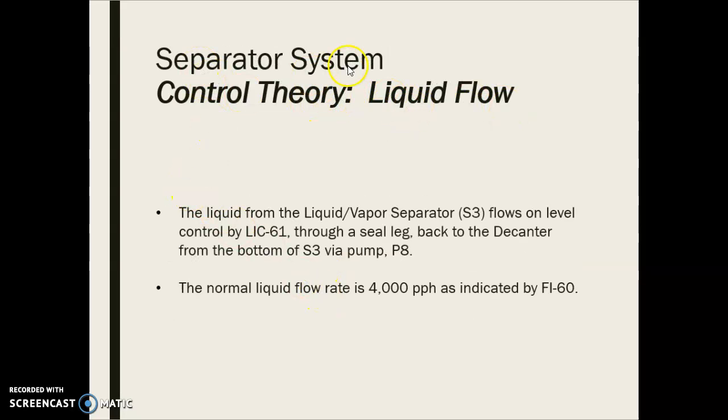Liquid flow now for the separator. The liquid from the liquid vapor separator, S3, flows on a level control by LIC61 through a seal leg back to the decanter from the bottom of S3 via pump P8. The normal liquid flow rate is 4,000 pounds per hour as indicated by FI60.